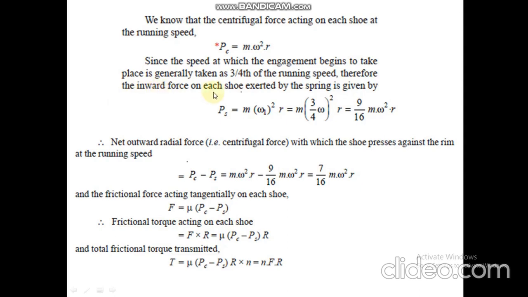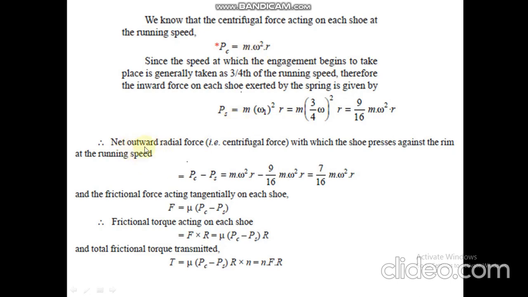Therefore, inward force on each shoe exerted by spring is given by PS. Spring force is m omega 1 square r. So the spring force can also be written in terms of centrifugal force, but with the RPM of omega 1, which is 3 by 4 times the total angular velocity. So omega 1 is replaced by 3 by 4 times omega, and it is calculated as 9 by 16 m omega square r. So the centrifugal force and spring force both are calculated.